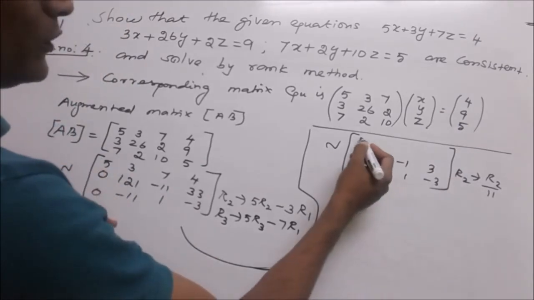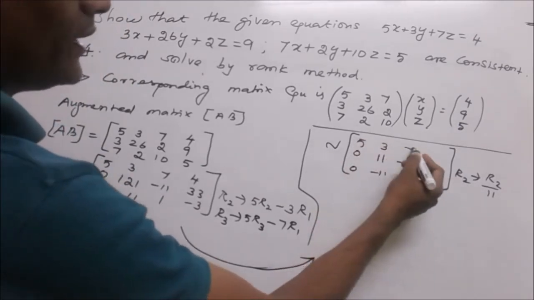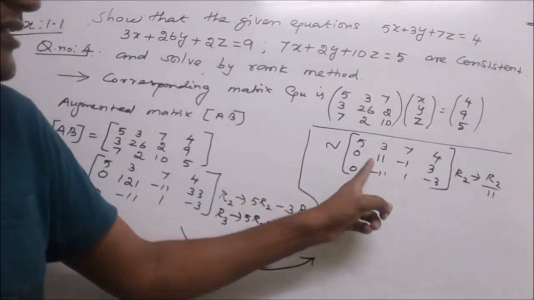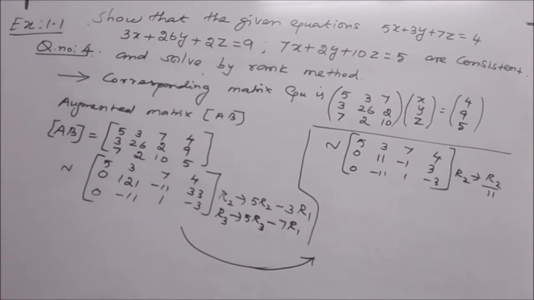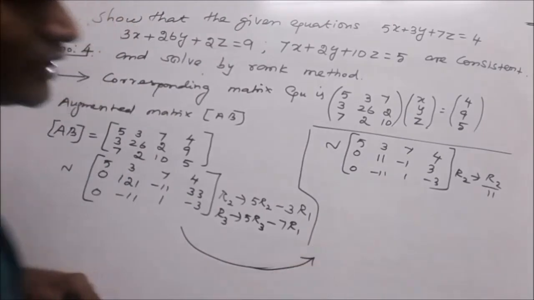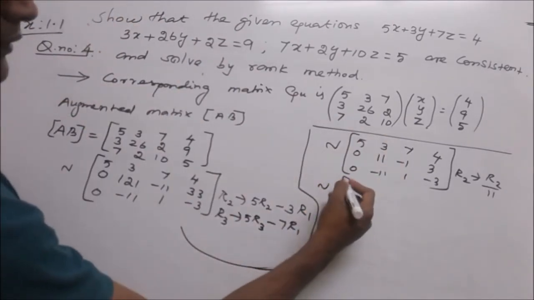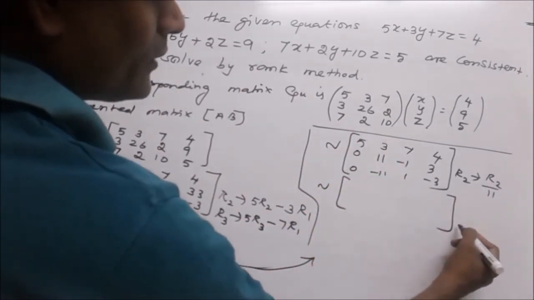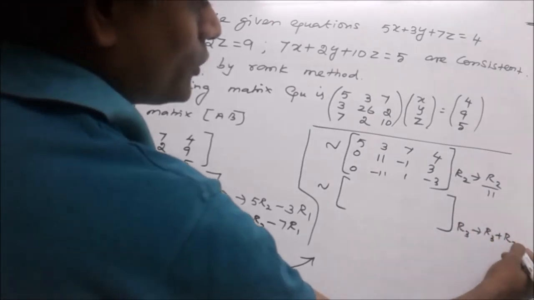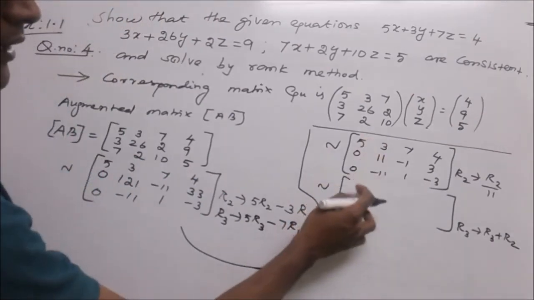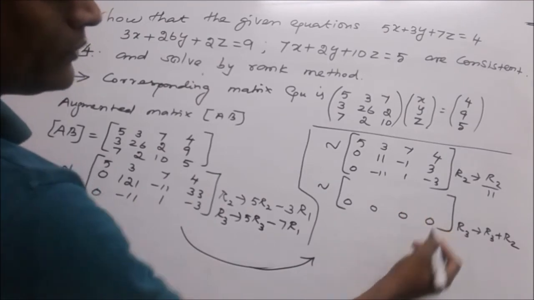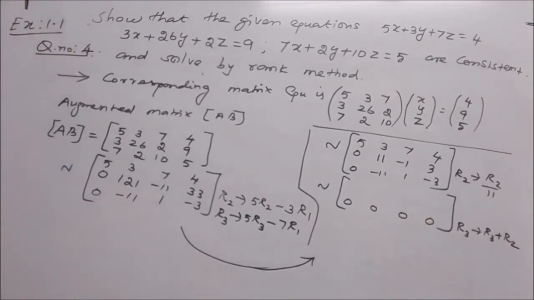The first row, no change: 5, 3, 7, 4. Now look at the rows. They are proportional. Just multiply by minus 1, you will get the third row. So just adding these two rows, all the entries in the last row will become 0. That means the next equivalent matrix is R3 tends to R3 plus R2. Adding these two and writing in R3, 0, 0, 0, 0. Now all the entries in the third row are 0.